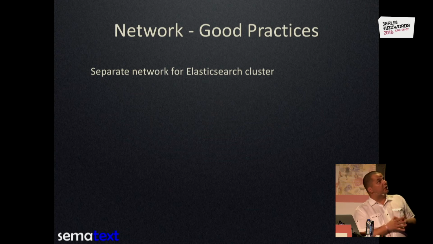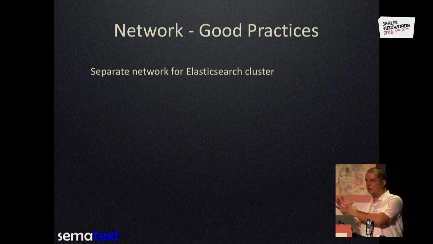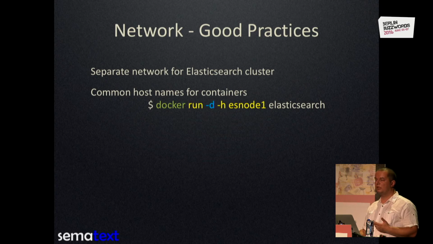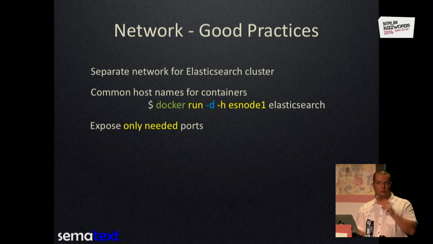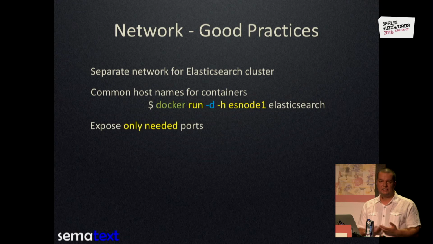Next, the good practices. Configure a network to separate part of it for the Elasticsearch cluster. Use common names for Docker containers and common host names so that you actually know what's happening when you are looking at the containers. Expose only needed ports, so don't expose anything unless you need it. This is good for security reasons.